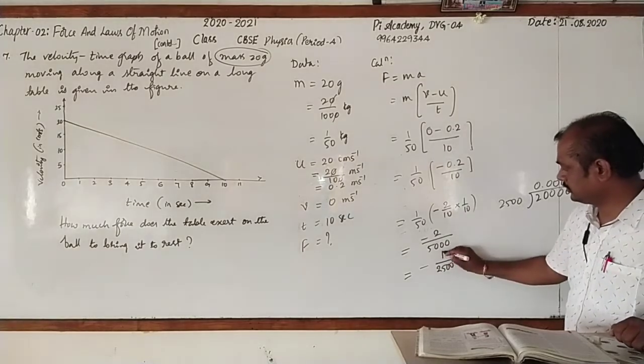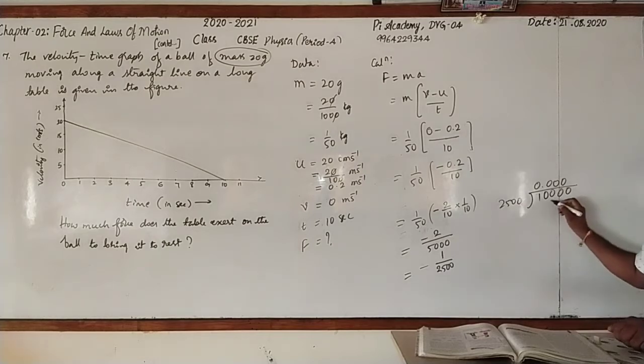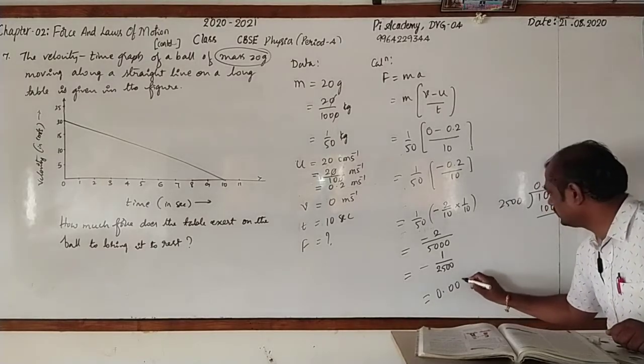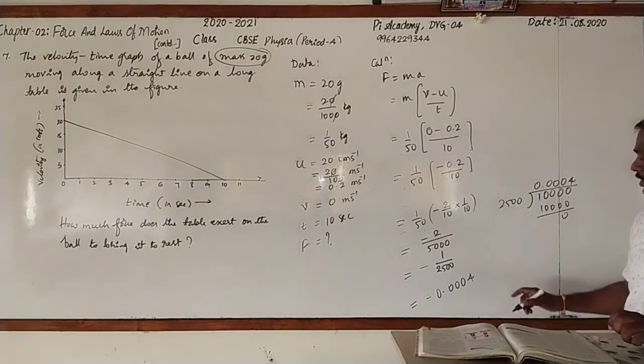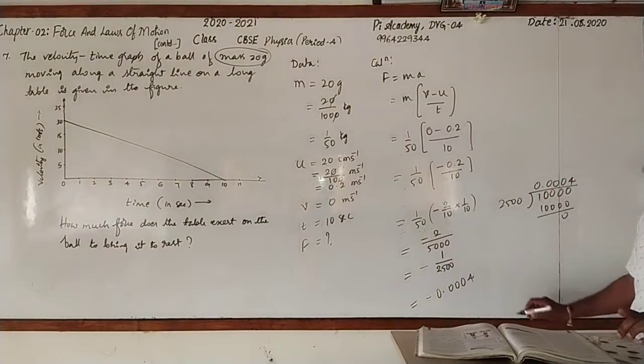2000, it is 1 by, it will be 10,000. Now this is 4s are 10,000. It will be 0.0004. Minus is there, let me write minus as it is. So this much amount of force is required.